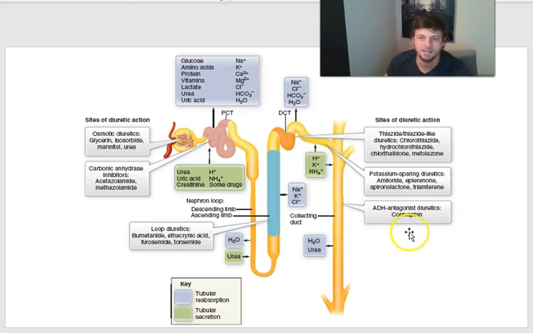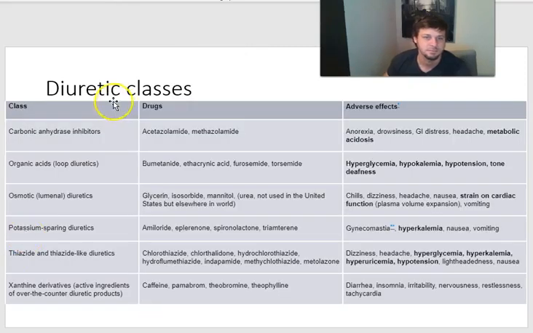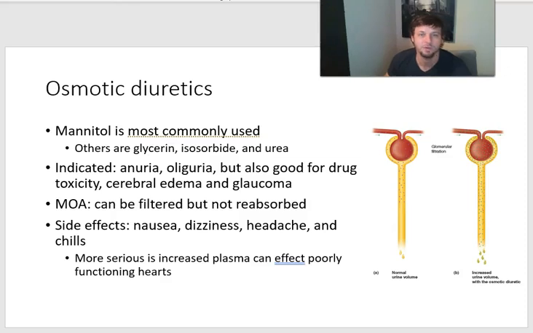Then your ADH antagonists work here in the collecting duct. Basically telling you the different types of classes and then the different types of drugs, your adverse effects or side effects that go along with those. And we'll go through each of these individually. So the first we're going to talk about are your osmotic diuretics, and we'll pick up with those in the next section.